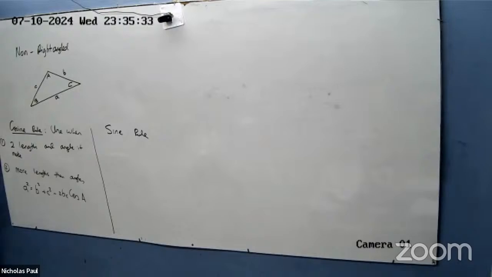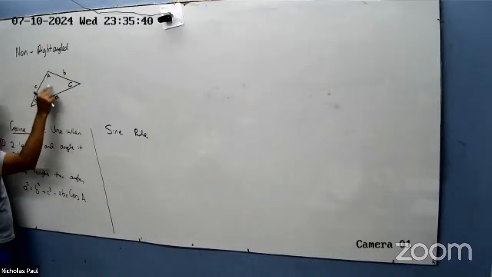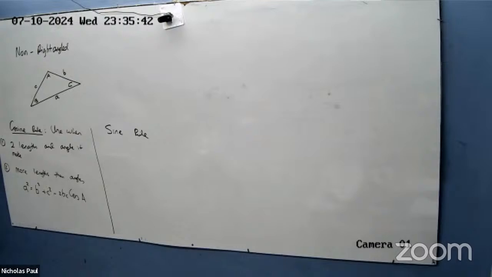That's okay? So you must have two lengths and the angle that it makes, or more lengths. Sometimes they will give you three lengths and ask you to find the angle. I'll show you how to handle all of those, right? So cosine rule is used once you have these two conditions. Either one, and you can choose cosine rule.